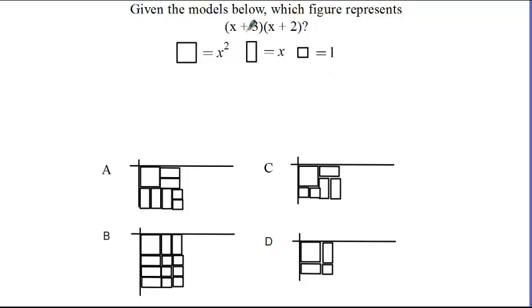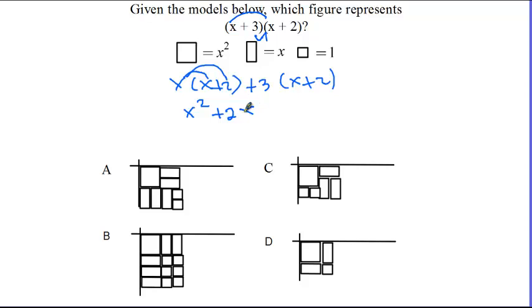Now if we are going to multiply x plus 3 and x plus 2, we will have, so I can distribute this, I'll get x times x plus 2. Next, distribute our 3 to x plus 2. So x times x is x squared. X times 2 is positive 2x. 3 times x is 3x. 3 times 2 is positive 6.